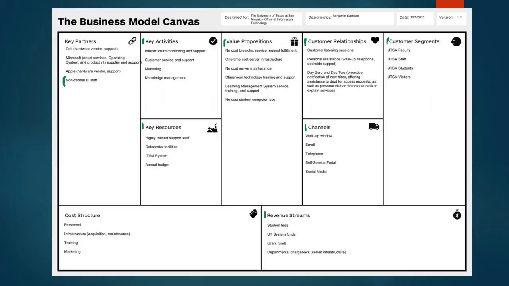And finally, our cost structure. The things that are important to us within that are funding our personnel, infrastructure acquisition and maintenance. A big one for us would be training, and again, marketing.